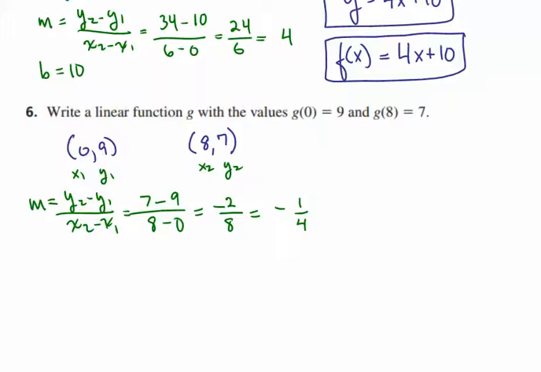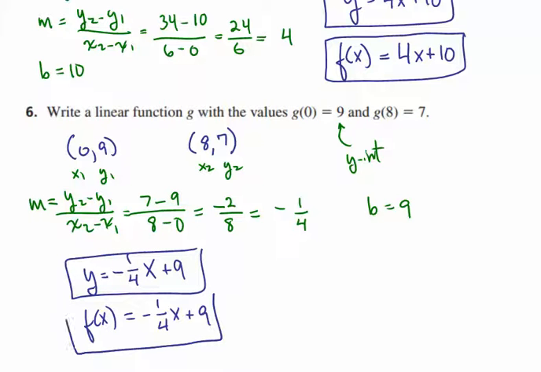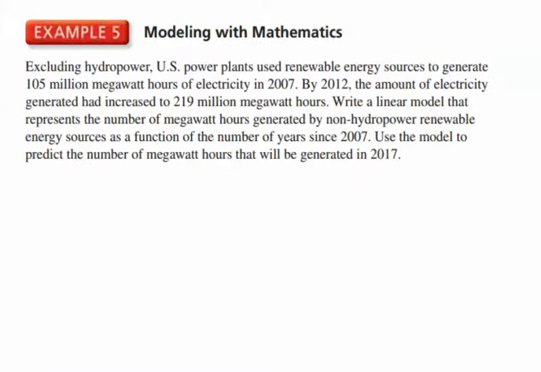The y-intercept is the y value when x is 0. And so there it is right there. It's 9. B is equal to 9. Put the pieces together. Y is equal to negative 1/4 x plus 9, or f of x is equal to negative 1/4 x plus 9. And there we have it. All right, after this we're going to go on to see how we can use functions to solve some real-world problems.